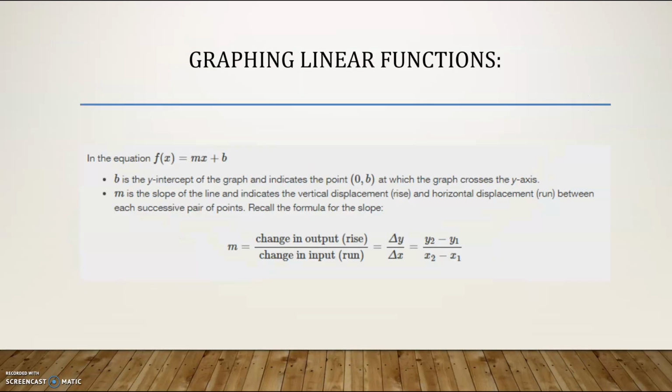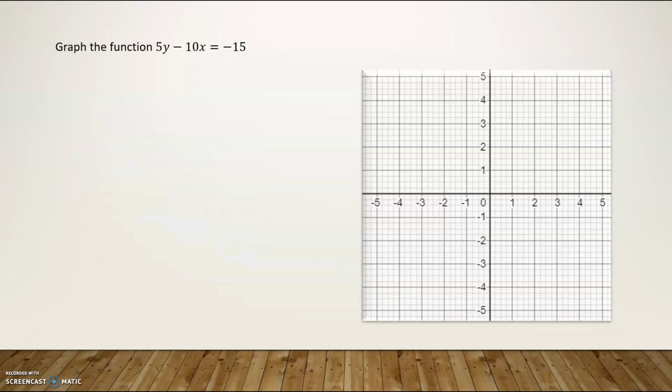Okay, now let's look at graphing linear functions. So in the equation f of x is equal to mx plus b, remember, this is the same thing as y is equal to mx plus b because f of x is equal to y. It's the same thing. We know that b is the y-intercept, and it goes through the point 0, b, which means it crosses the y-axis. We know that m is the slope of the line, and it gives us the rise over run. And we know that this is the formula for slope.